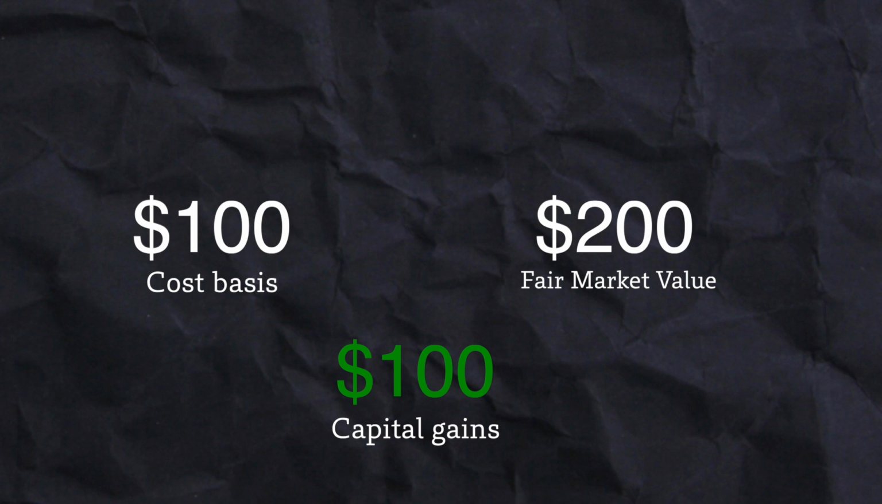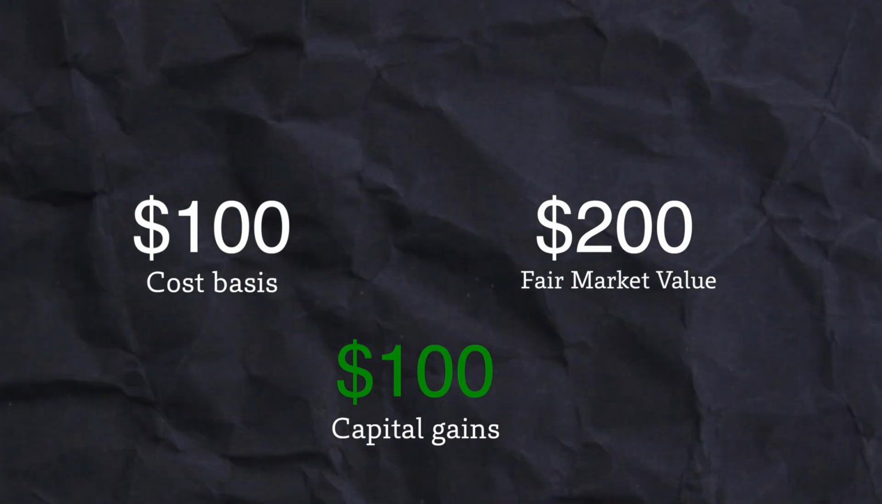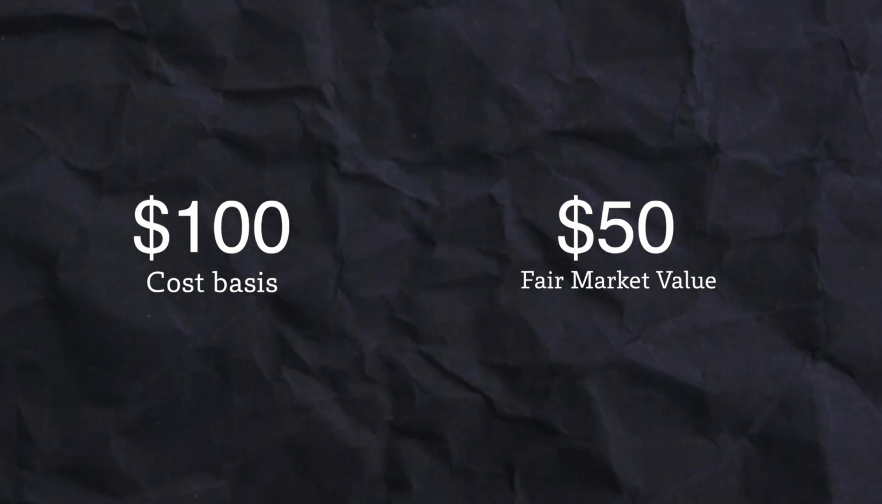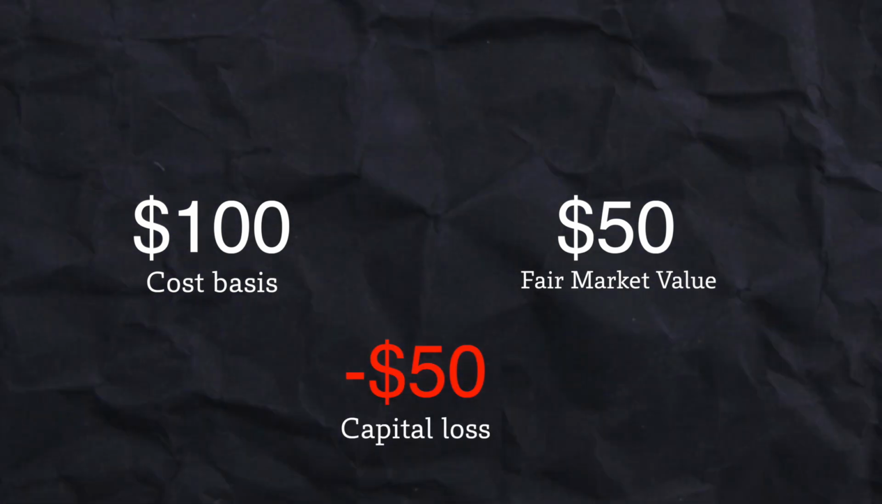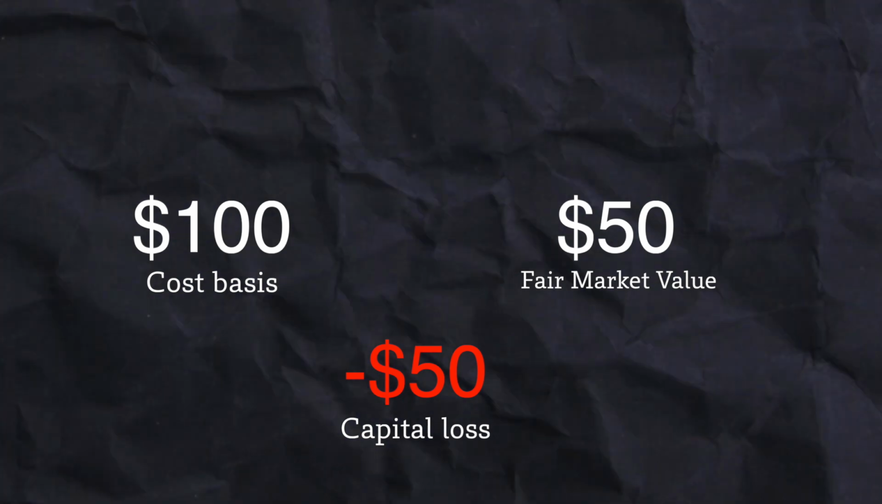Now, when you sell it, you have made a gain of $100 and now you're going to have to pay tax on that money that you've earned. And the same is opposite for losses. So say you bought a stock for $100 and now it's worth $50 and you end up selling that stock. In this scenario, you've made a capital loss of $50 and you can use it to deduct against your taxes.